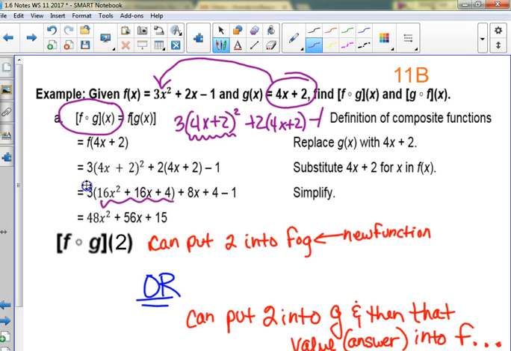And then they distributed the 3. They didn't show a lot of work here. They distributed the 2 over here and got this, and then they combined all the like terms, which again, they didn't show much work.